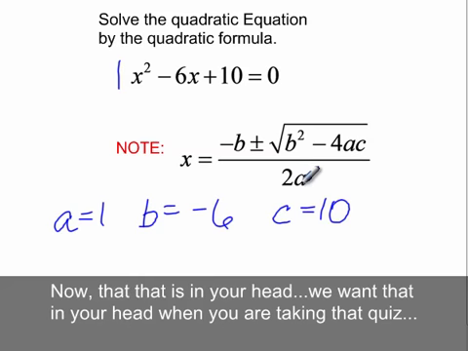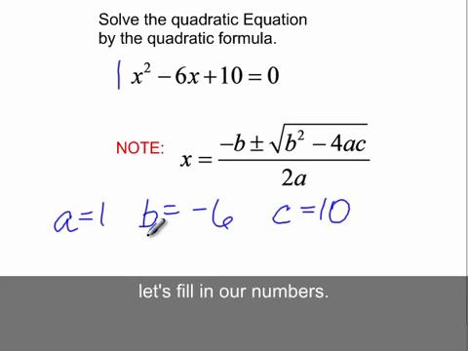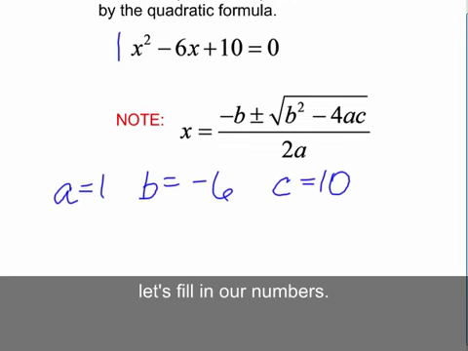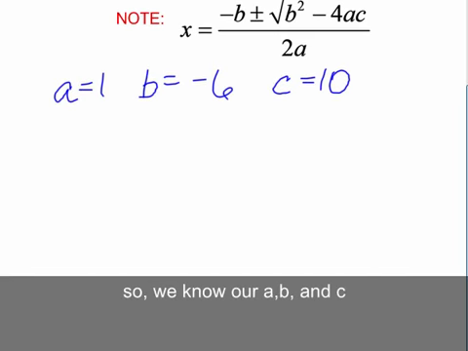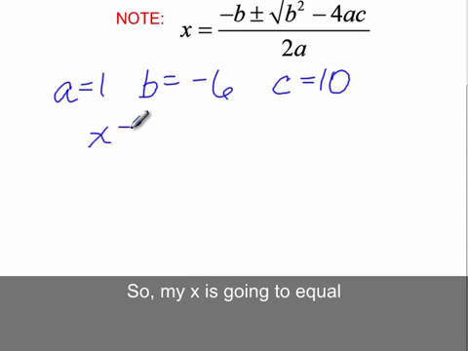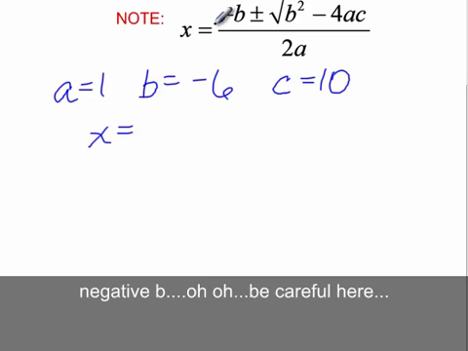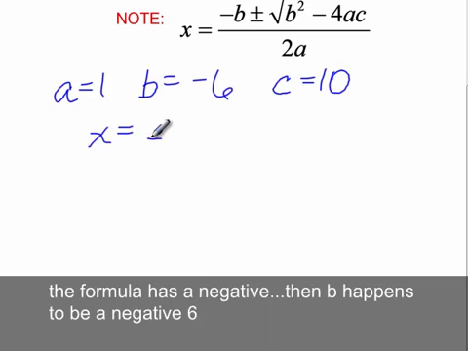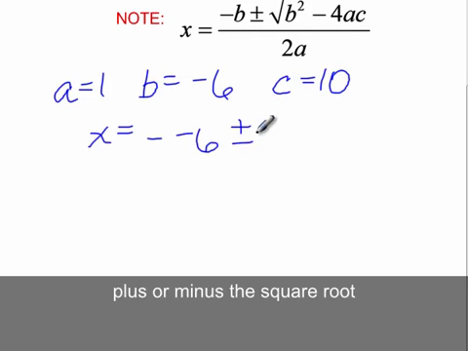Now that that is in your head, we want it in your head while you're taking that quiz, let's fill in our numbers. So we know our A, B, and C. So my x is going to equal negative b. Be careful here. The formula is negative, and then b happens to be a -6. Plus or minus the square root.